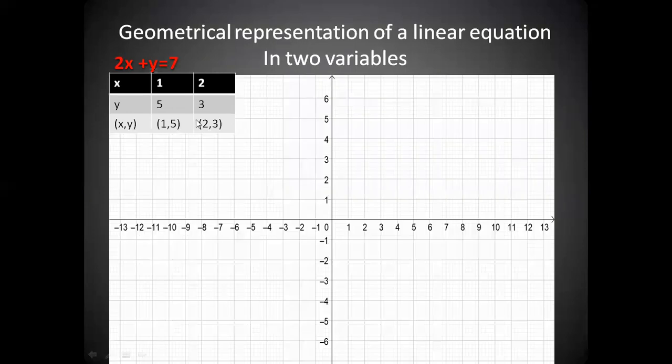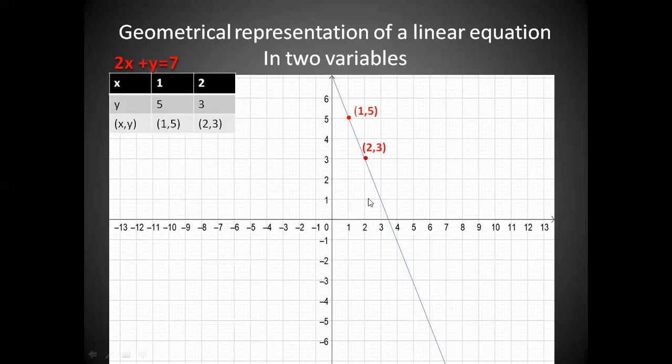Now take a graph sheet and plot the points. The first point is (1, 5), that will be here. The next point is (2, 3), that is here. Now join these points. So the graph of a linear equation in 2 variables is a straight line.